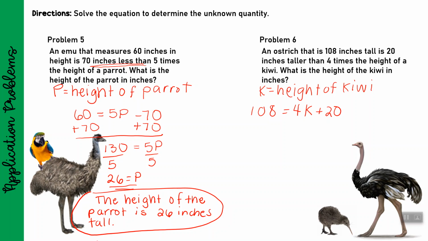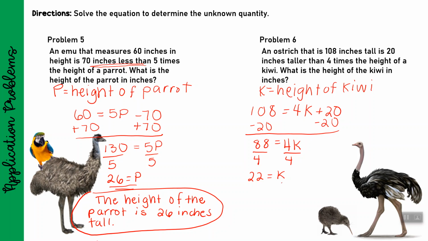And now let's go ahead and solve. Adding 20, so we're going to subtract 20. 108 minus 20, we get 88 equals 4k. Again, these are being multiplied, so the inverse is to divide. And so we get 22 equals k. Again, it makes sense. Kiwis are definitely smaller than an ostrich, and not to scale here, but kiwis are definitely smaller, so it makes sense that we got a number smaller than the height of an ostrich.